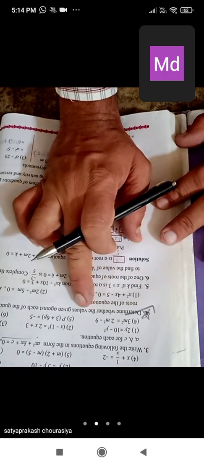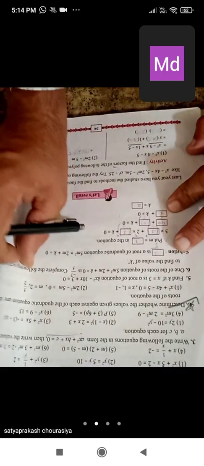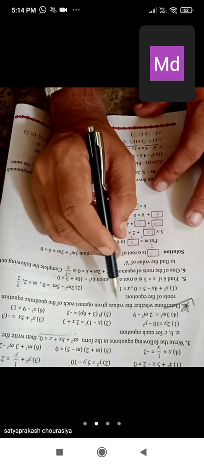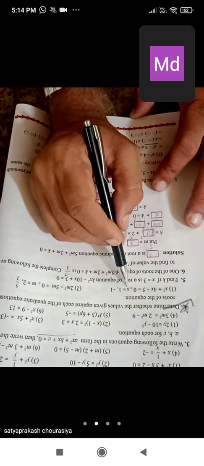Now question number 4. What is the question? Determine whether the given values against each of the quadratic equations are the roots of the equation. What is given over here? Determine करना है कि the values given against each of the quadratic equations are roots of the equation. जो value इस equation के सामने लिखा हुआ है, ओके उसके अगेंस्ट लिखा है, उसके अपोजिट साइड में मेंशन है that numbers are the roots of the equation or not.